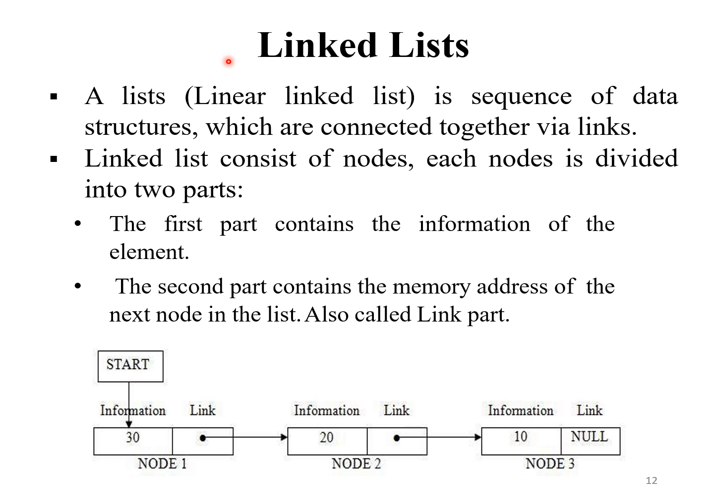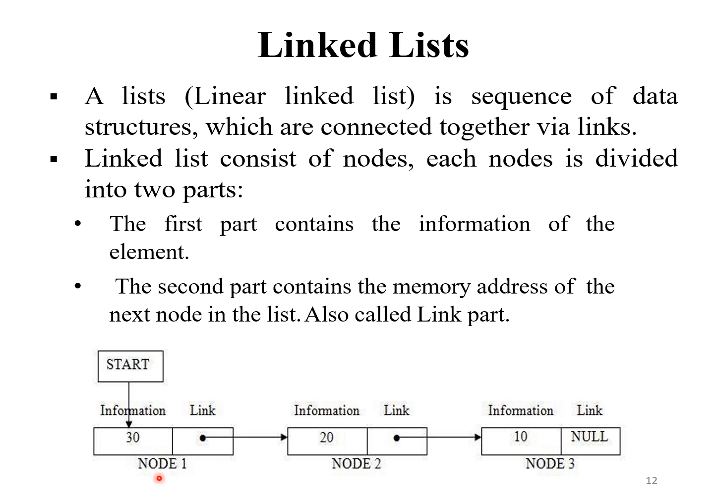Next is the linked list. A list is a sequence of data structures which are connected together via links. Linked list consists of nodes. Each node is divided into two parts. The first part contains the information of the element and the second part contains the memory address of the next node in the list. See in this figure, there is node 1, node 2 and node 3.